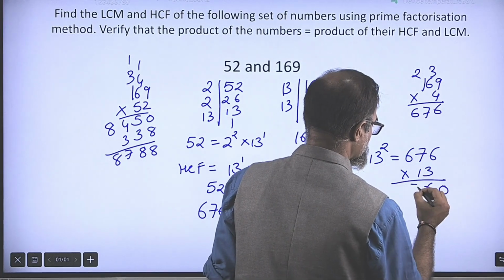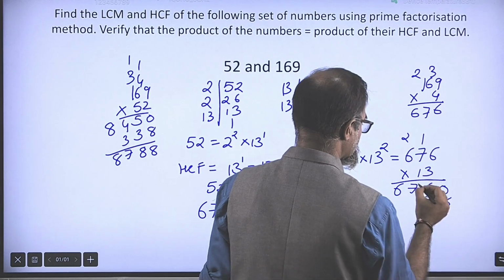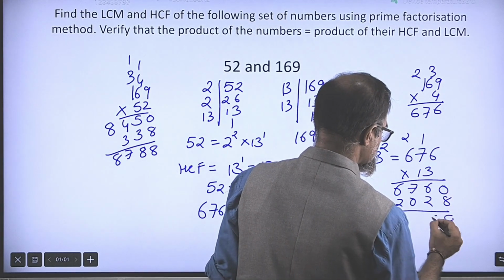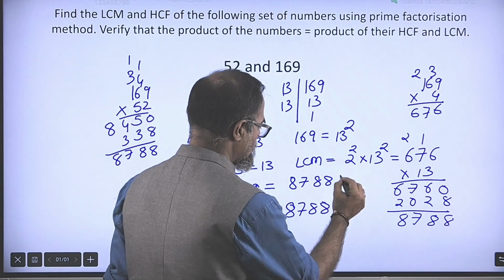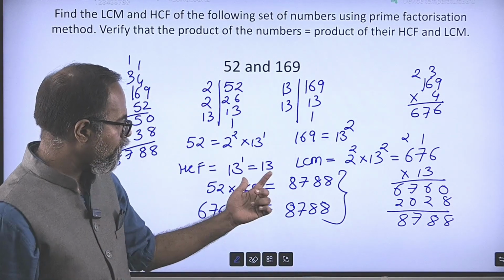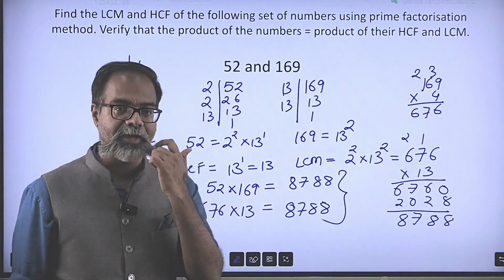So 3 6s are 18, 3 7s are 21, 22, 3 6s are 19, 20. So this is 8778. And as you can see, the product of the two numbers is the same as the product of their HCF and LCM.